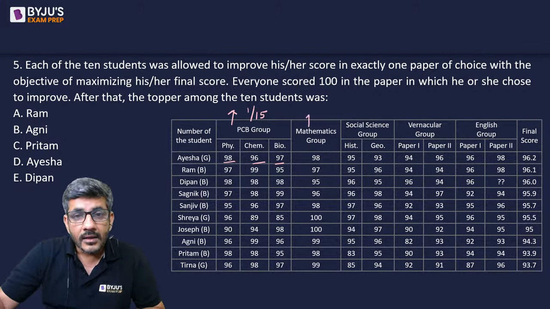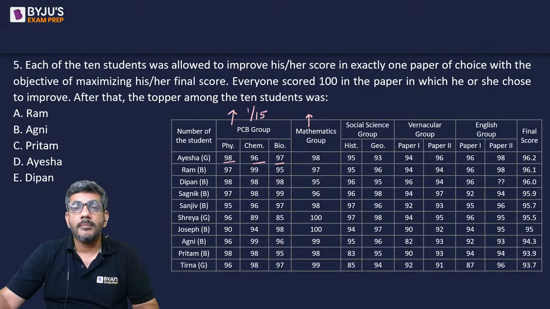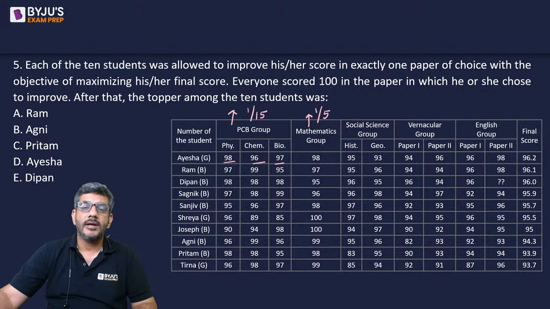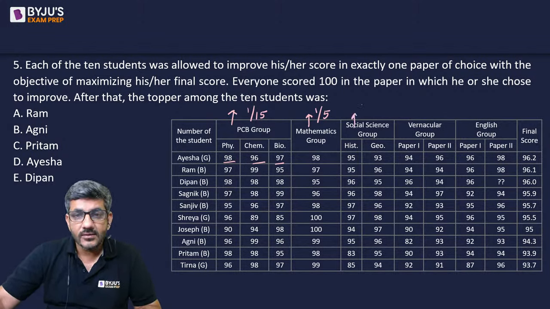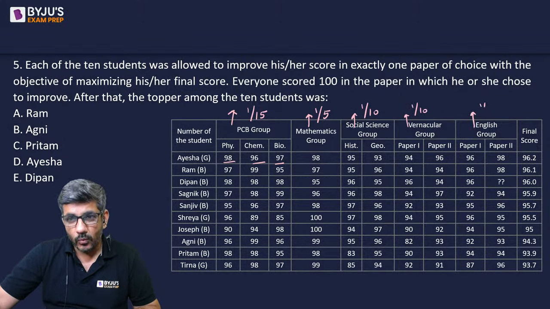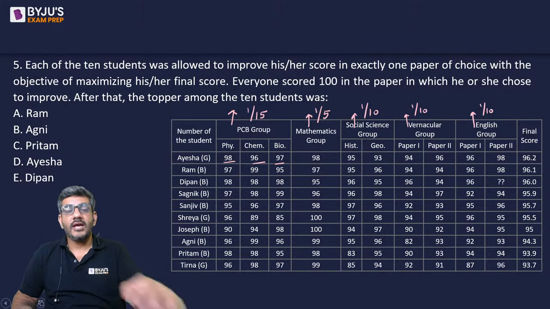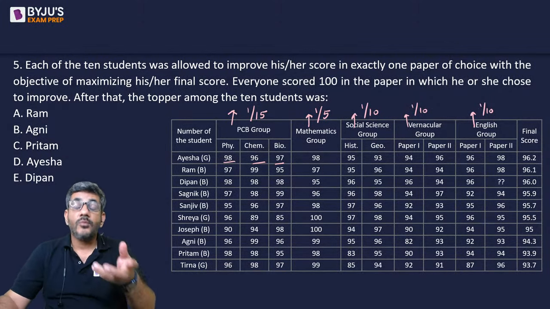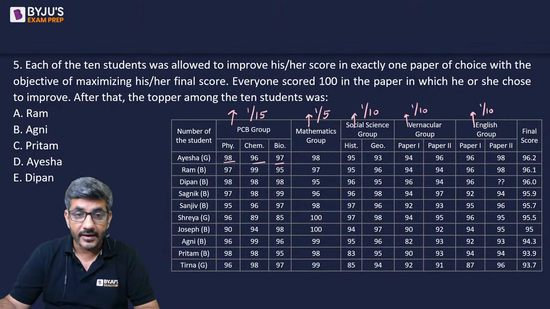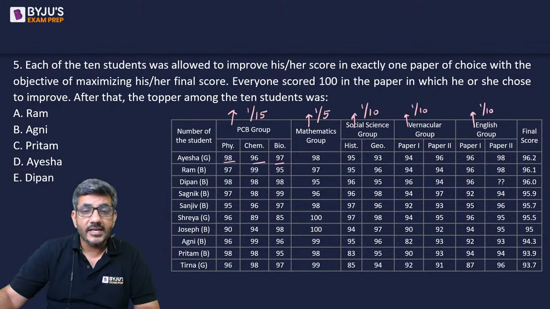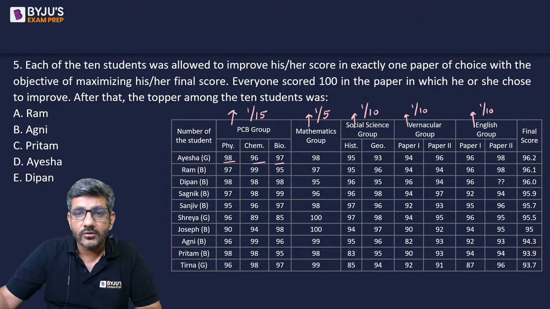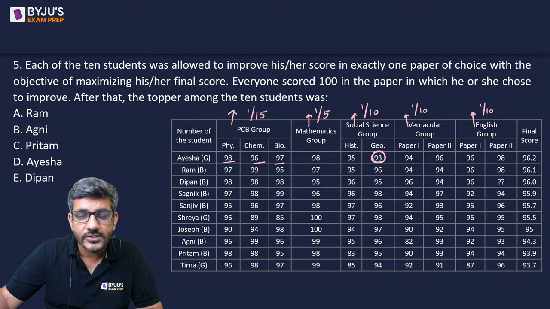But when you increase the mathematics group score by 1, it will increase the group score by 1 only and the final score by 1/5. Social science 1/10, vernacular group 1/10, English group 1/10. This is how they are going to increase your final scores. So he says one of the scores these guys can get as 100. So Aisha, if she increases her score in any of these three subjects, it is of no use. She must be looking to increase her score where it is the smallest possible.